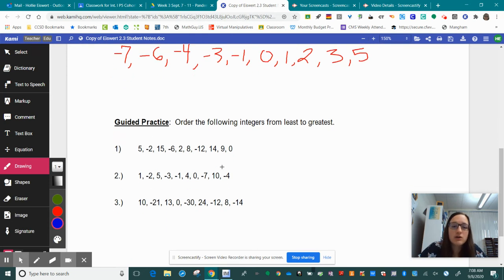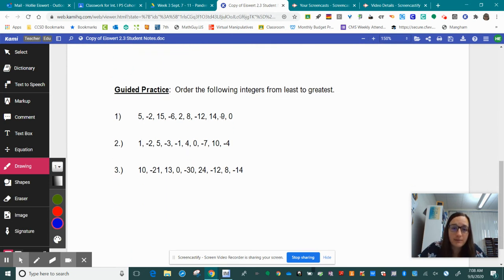All right, so we look for our smallest number. Now be careful. Some of you might be like, oh, 0's small. All the negatives go before 0. So we need to take care of all of our negatives. So we need to take care of this -12, this -6, this -2. Now some of you might be like, okay, -2 is the smallest. No, be careful. -2 is actually closer to 0.